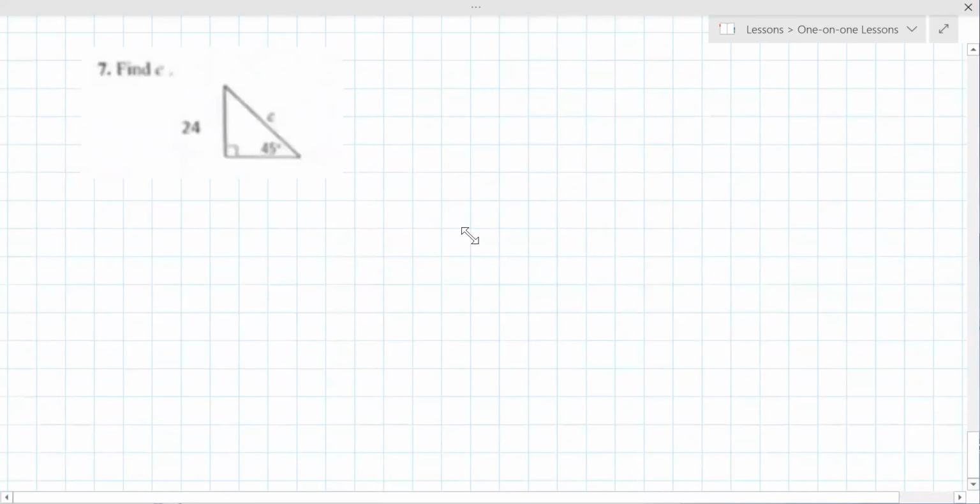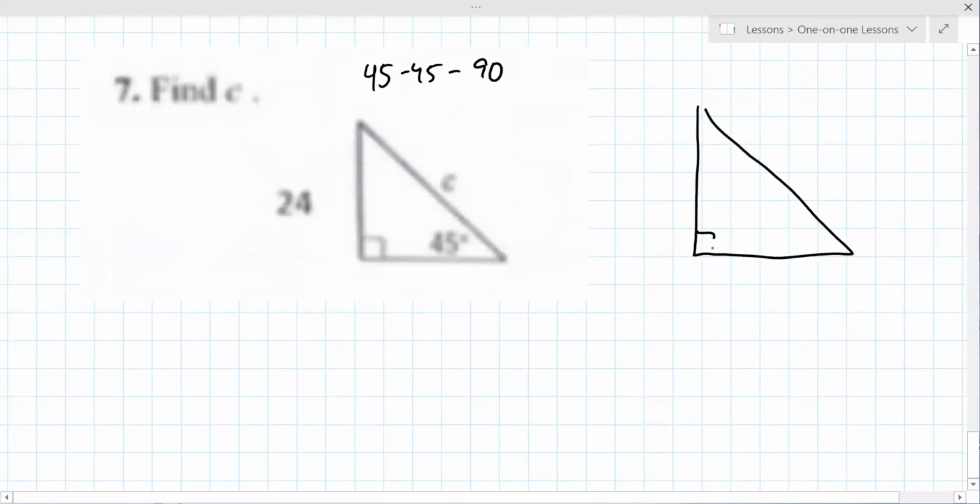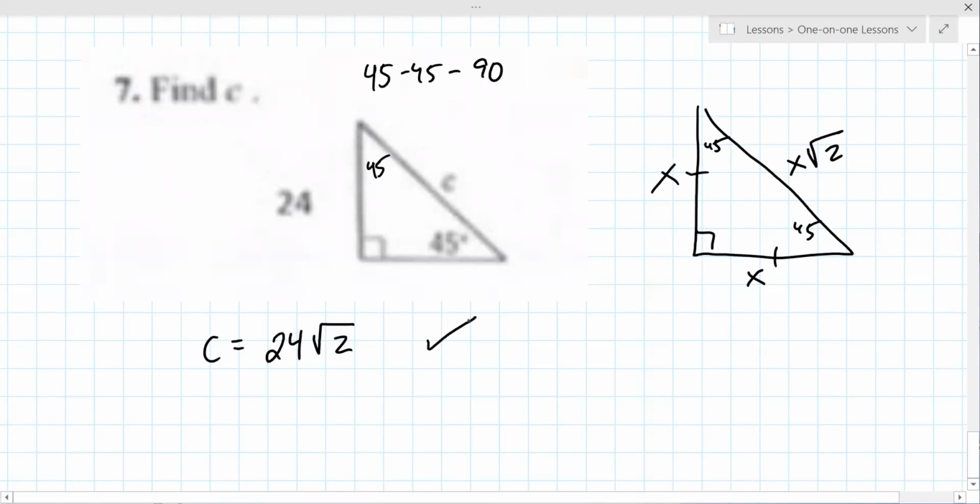Okay. All right, so this number 7 is a 45, 45, 90 triangle. If you know the leg, either leg, they're the same, by the way, this is 45 and this is 45. The hypotenuse is always the leg, whatever the value of the leg is, times the square root of 2. So this is telling you that this is a 45, 45, 90 triangle, because if that's 45 and that's 90, then that's 45. So C, the hypotenuse, is your leg, 24, times the square root of 2. And that's it.